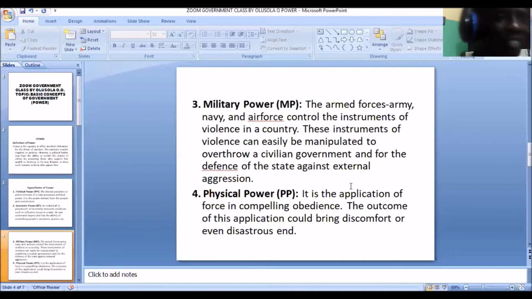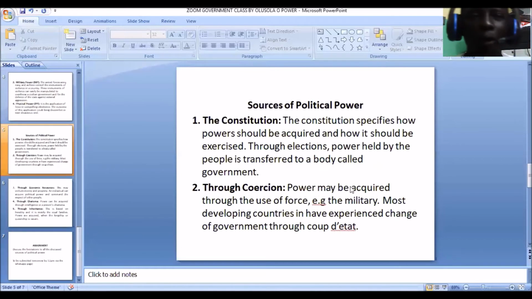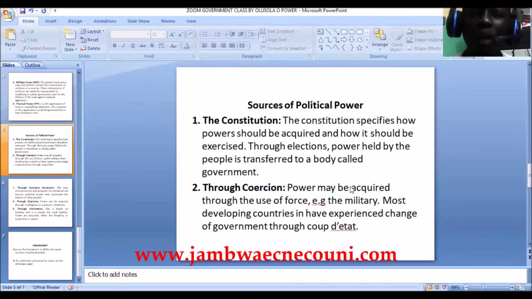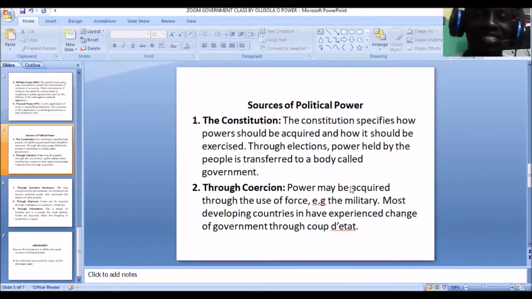Then let me look at sources of political power. I've told us that our major concern in this class is political power. Then how do I attain political power? That is the question we want to answer through this subheading. How political power can be attained, or how politicians, the political leaders, the political players or actors attain political power. One of the major sources that is ubiquitous in the world is the constitution. That is, it is general.